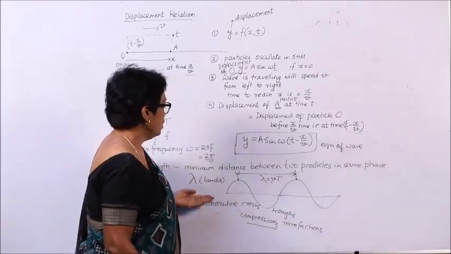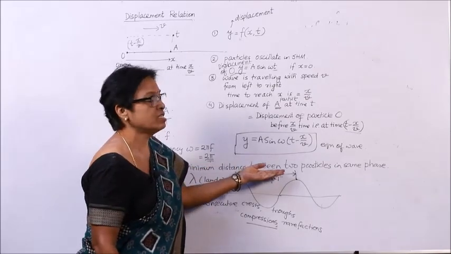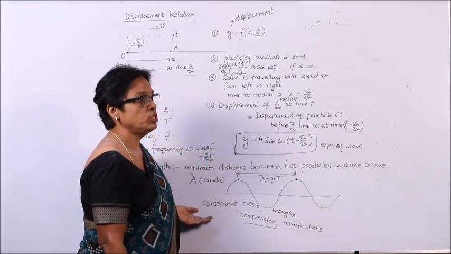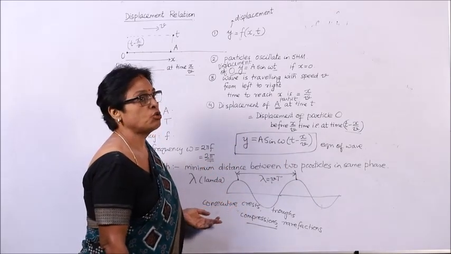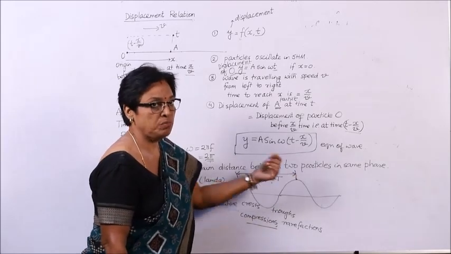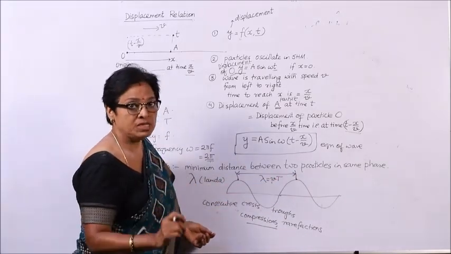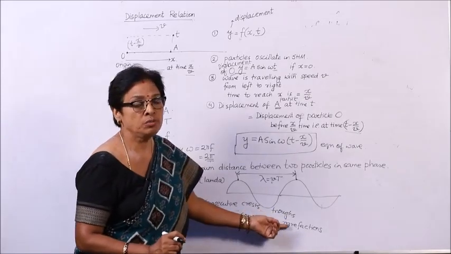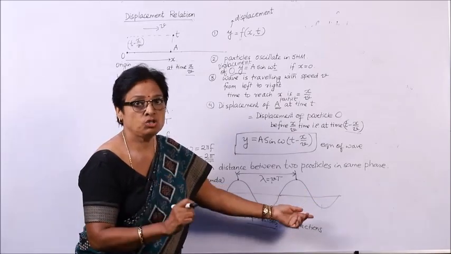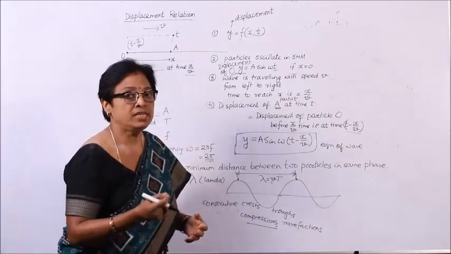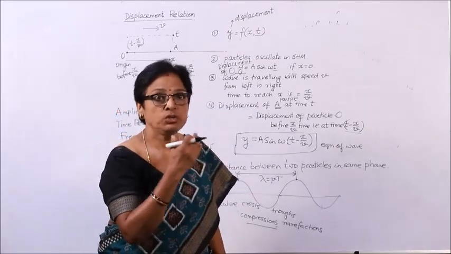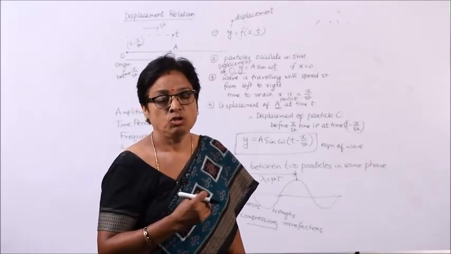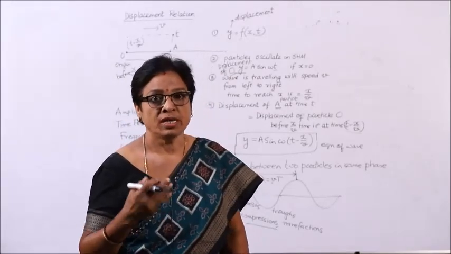So wavelength is the minimum distance between two particles in the same phase in a wave, and you can say it is the distance between two consecutive crests or two consecutive troughs in a transverse wave, or you can say it is the minimum distance between two consecutive compressions or two consecutive rarefactions in a longitudinal wave. You can also say it is the distance travelled by the wave during the time a particle completes one oscillation. So, this is about wavelength and we will continue thereafter.